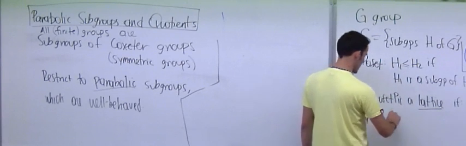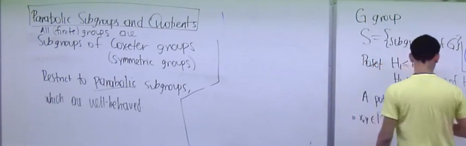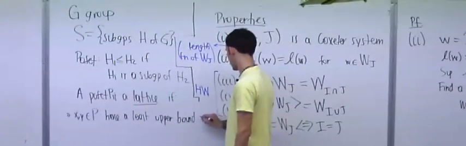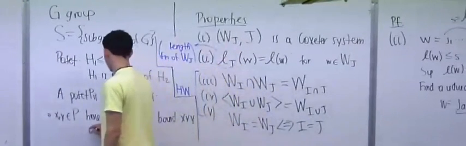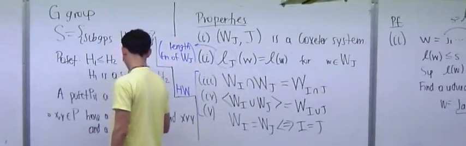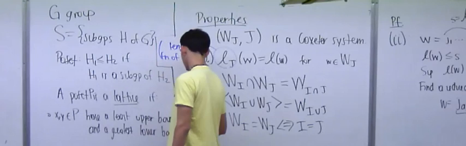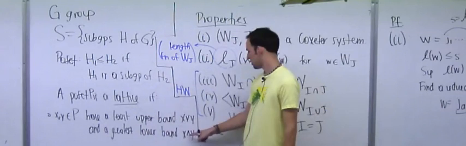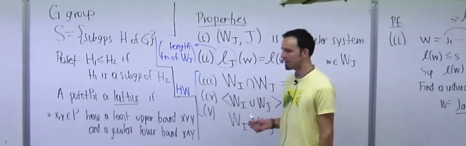Two elements of the poset have a least upper bound, which we denote by this, x wedge y, and a greatest lower bound, which we denote by this thing. Okay? So that's what a lattice is.